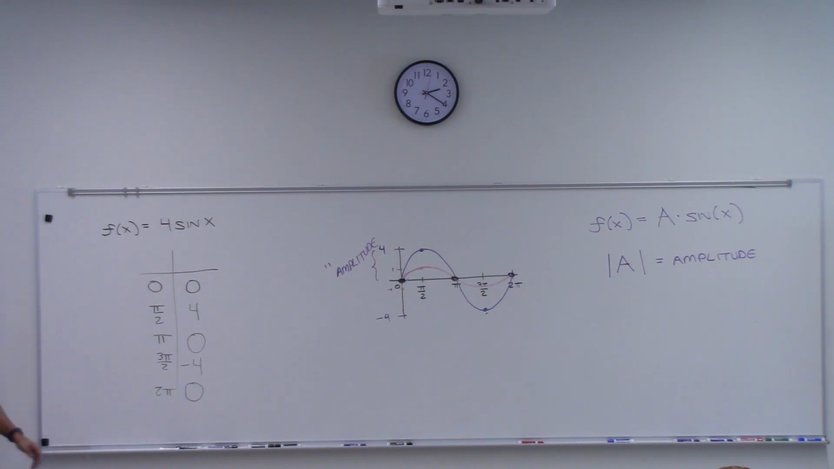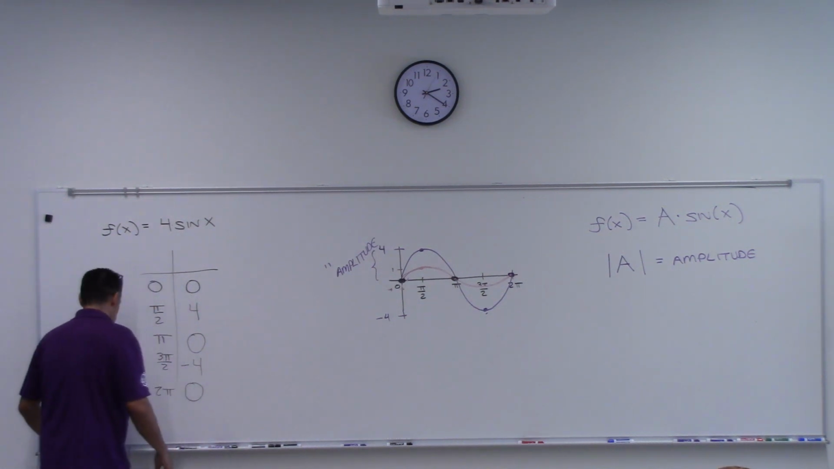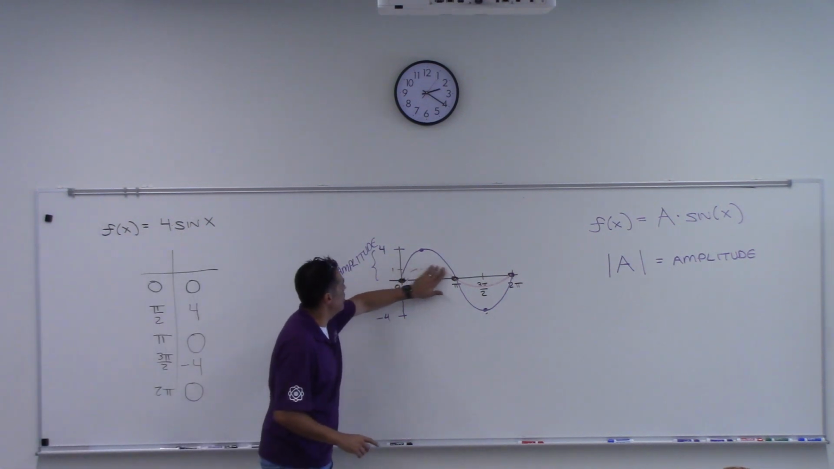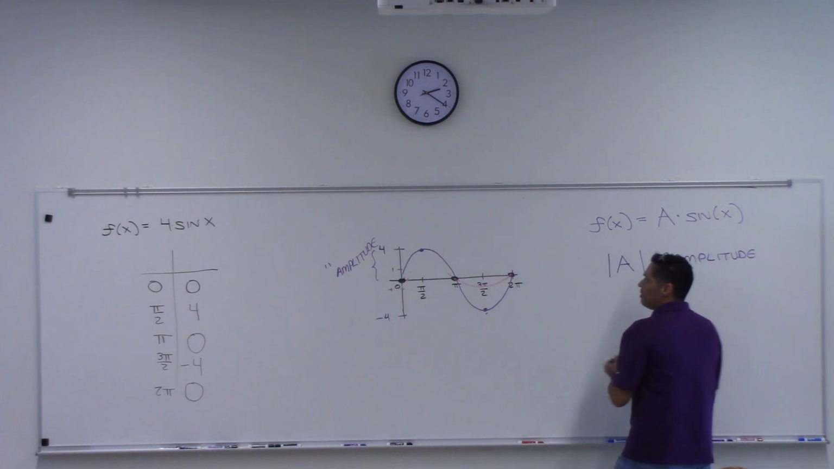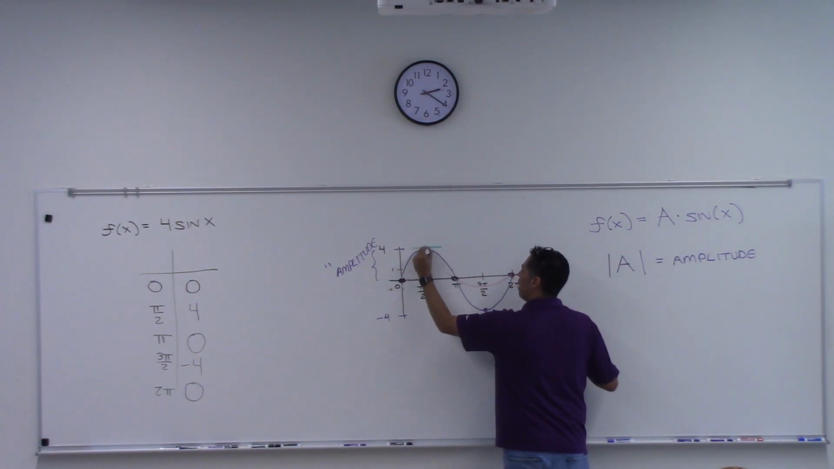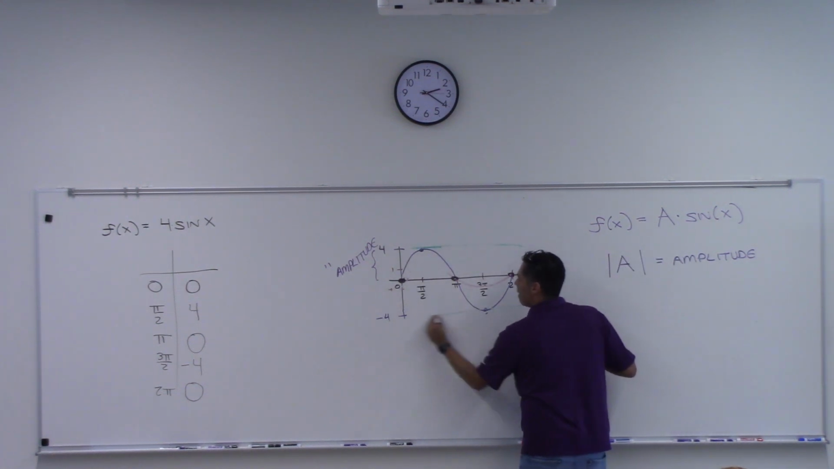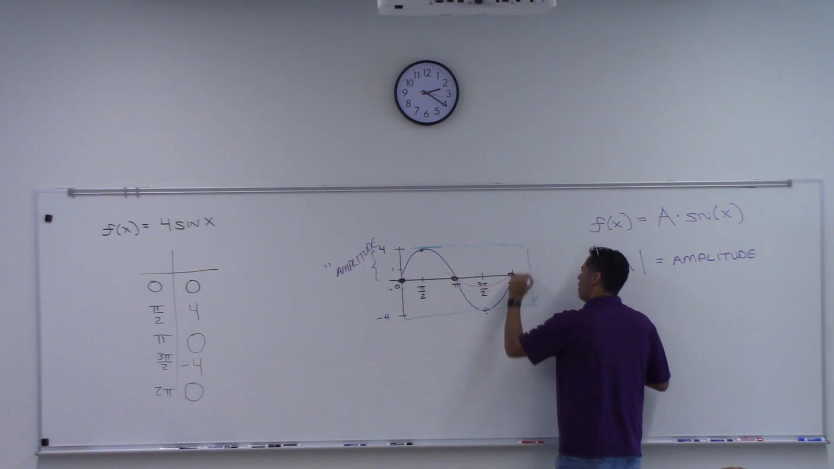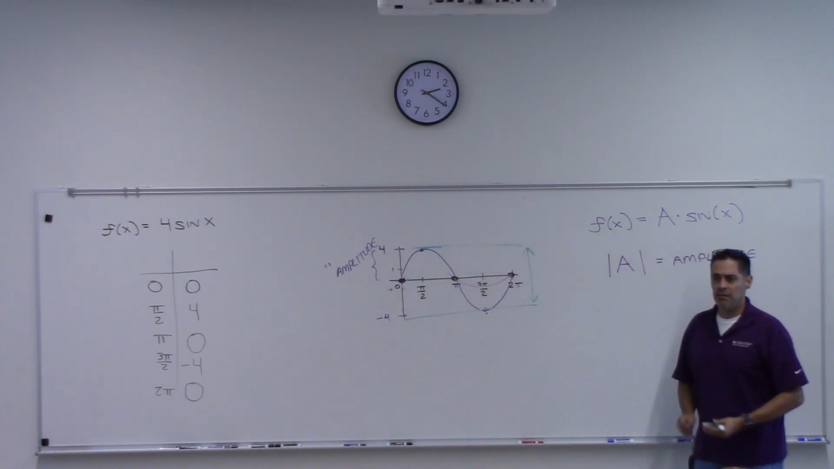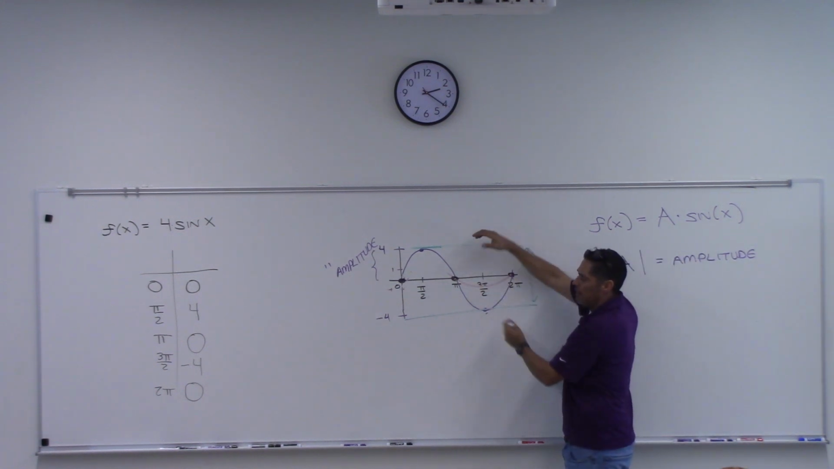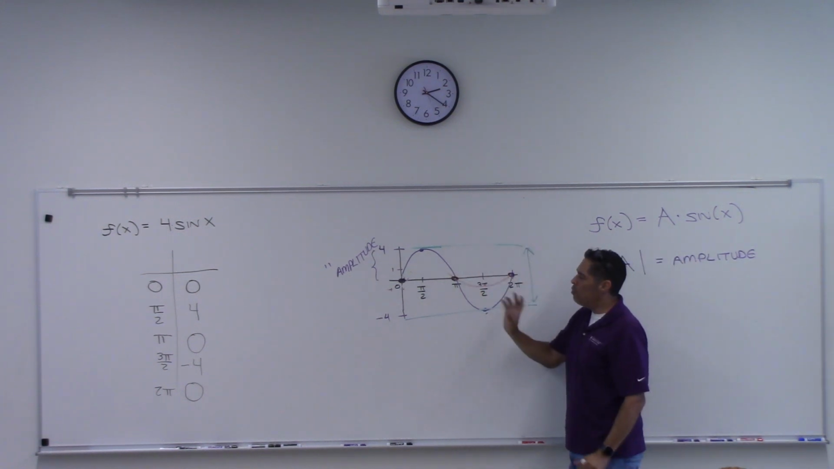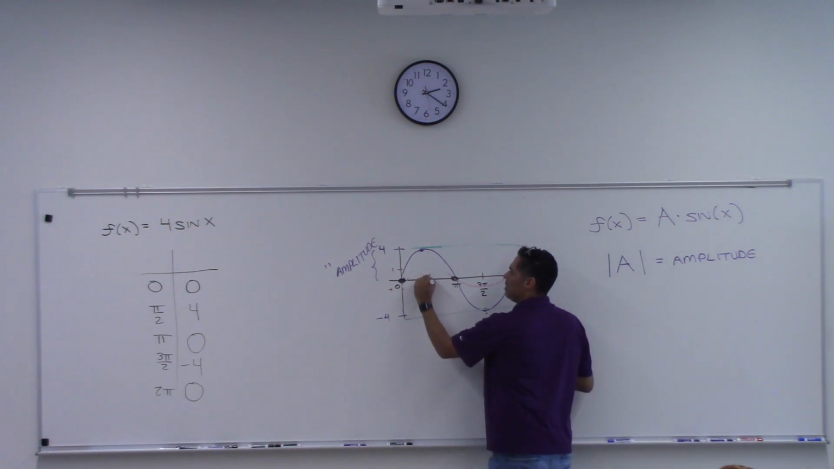Yeah, and another way to think about this. The amplitude has nothing to do with this curve. The amplitude is really this distance. If you were to measure from here, the top peak, to the bottom, right there, the amplitude is half of that. So from here to here is 8, right? Distance-wise, the amplitude is 4.